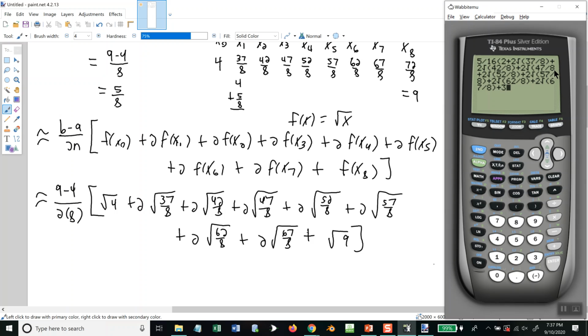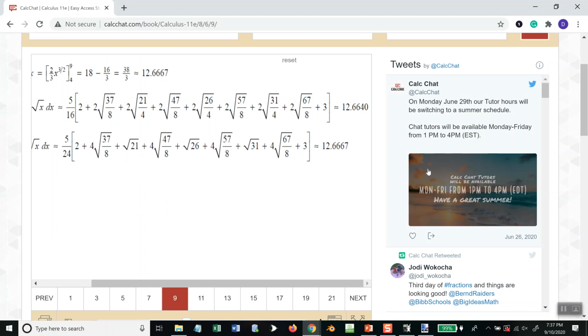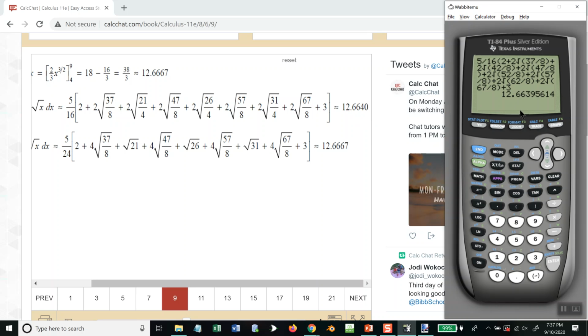Did I not put a closing parentheses after this 8? Unless it's just not showing it. That's just great. I didn't put a closing parentheses there. That would have screwed it up right there. Okay, insert closing parentheses. I think everything else is okay. Let's see if that's a true statement. That looks good. Almost screwed it up. 12.664.